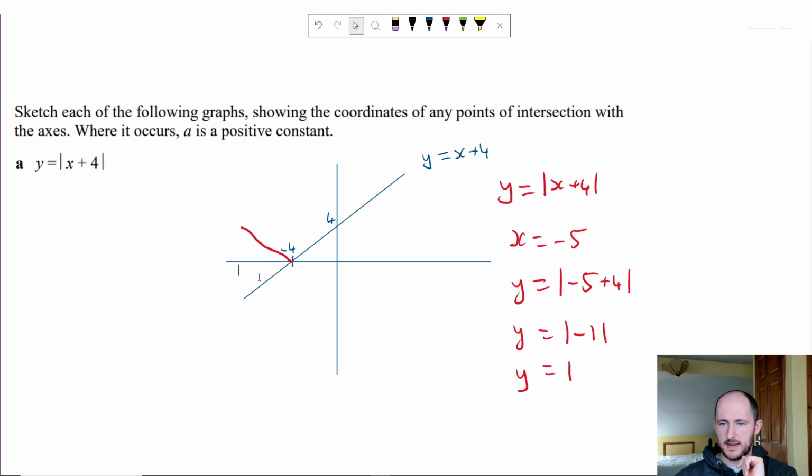Because again, instead of it being -5, -1, instead it's going to be -5 plus 1. So all of the values where y is negative now become positive. So the graph will actually look exactly the same as this, it's just that it almost bounces off the x-axis and becomes positive. Hopefully that makes a little more sense.